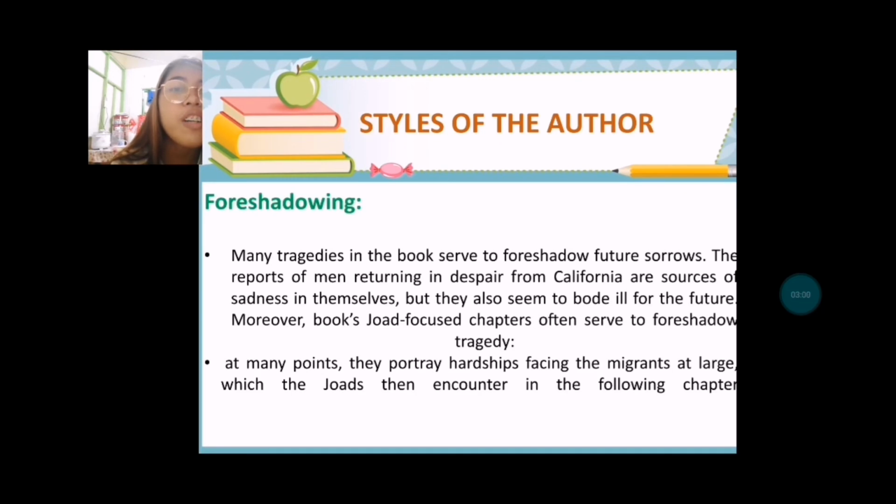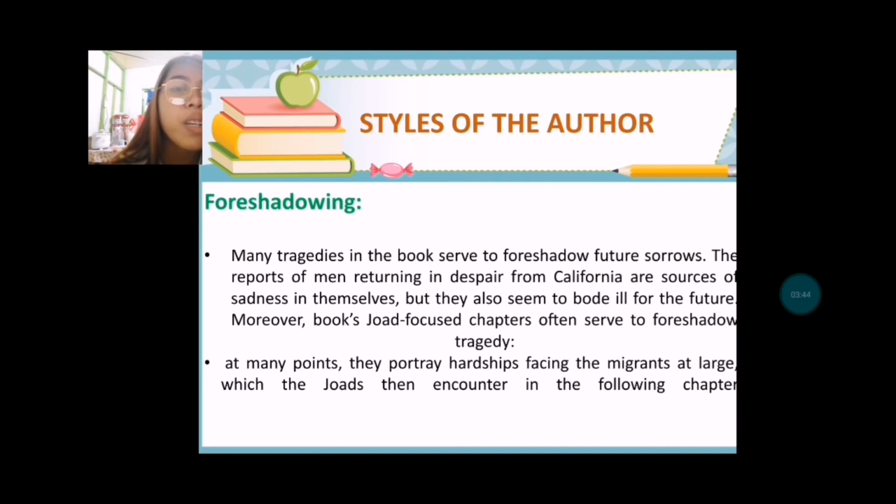And for the foreshadowing, first, many tragedies in the book serve to foreshadow future sorrows. The reports of men returning in despair from California are sources of sadness in themselves, but they also seem to bode ill for the future. Moreover, the Joads' focus chapters often serve to foreshadow tragedy. So the novel serves to foreshadow future sorrows and also tragedy.